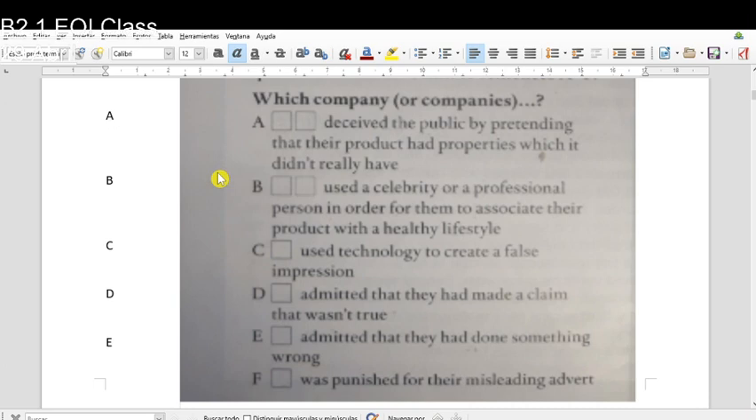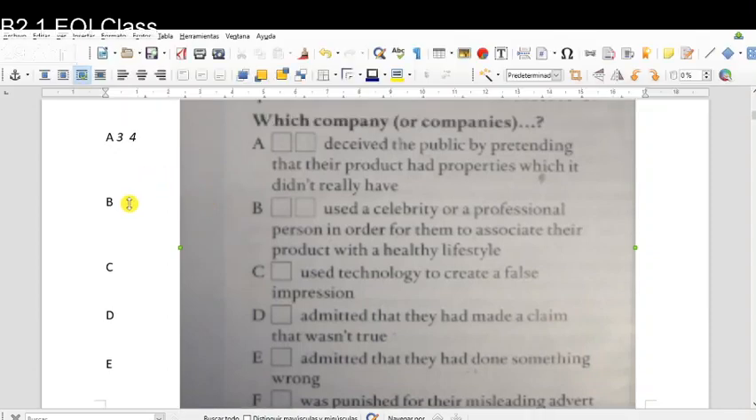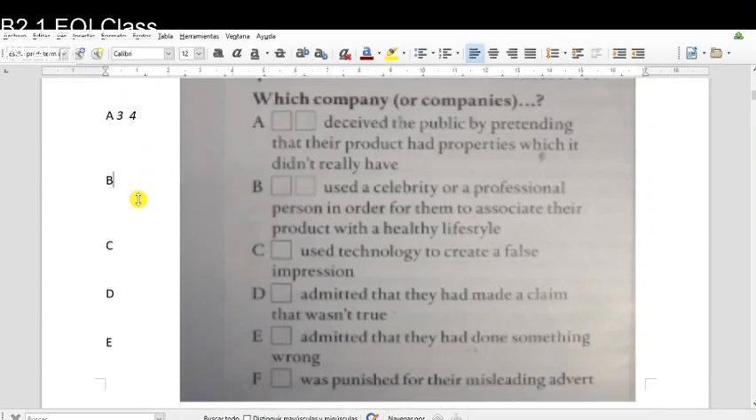Then, let's start number 1. Which company or companies A. deceived the public by pretending that their product had properties which it didn't really have? Well, company 3, vitamins prevent cancer, and 4, yeah, you can lose weight without dieting. Both deceived the public by pretending that they had certain properties. Very good. Did you do it well?